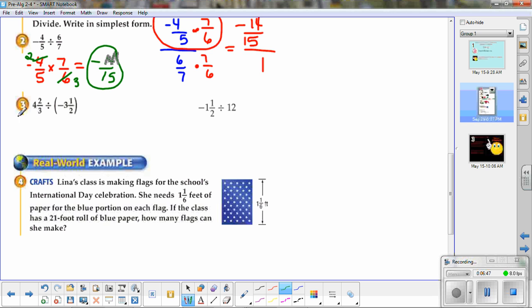In our next example, we have mixed numbers. And before we can flip it to multiplying by the reciprocal, we need to first change our mixed numbers to improper fractions. 4 times 3 is 12. 12 plus 2 is 14. And then 3 times 2 is 6, plus 1 is 7. And let's not forget that that's a negative fraction.